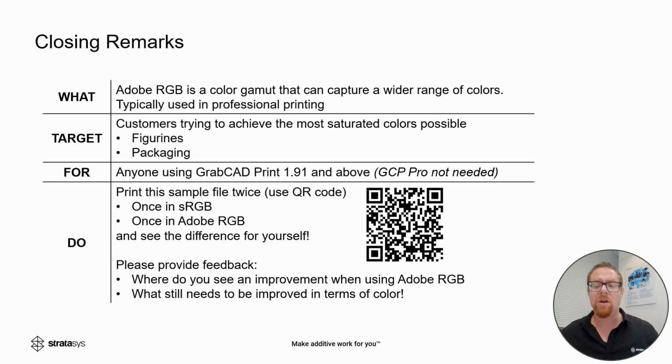Now, call to action is go off and print some of these models. I've got a sample tray you can access from the QR code here, and print it once using the sRGB profile and then a second time using the Adobe RGB, and you see the difference for yourself.